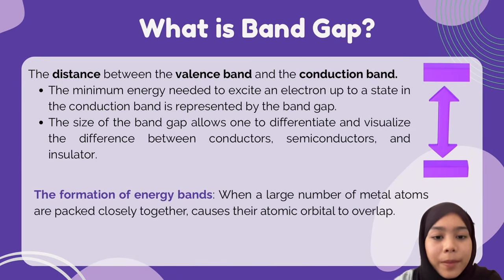The size of the band gap is an indicator to differentiate between conductors, semiconductors, and insulators. Moving on to the formation of energy bands. It forms when a large number of metal atoms are packed closely together, causing their atomic orbitals to overlap. This overlap causes the formation of energy bands.